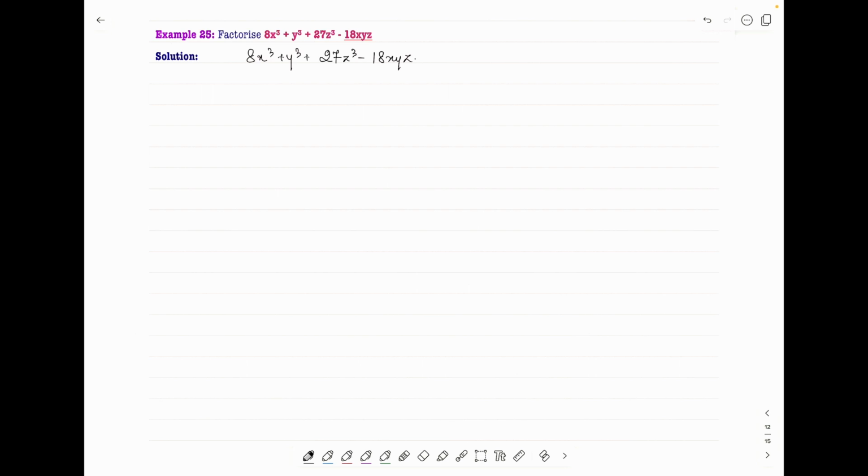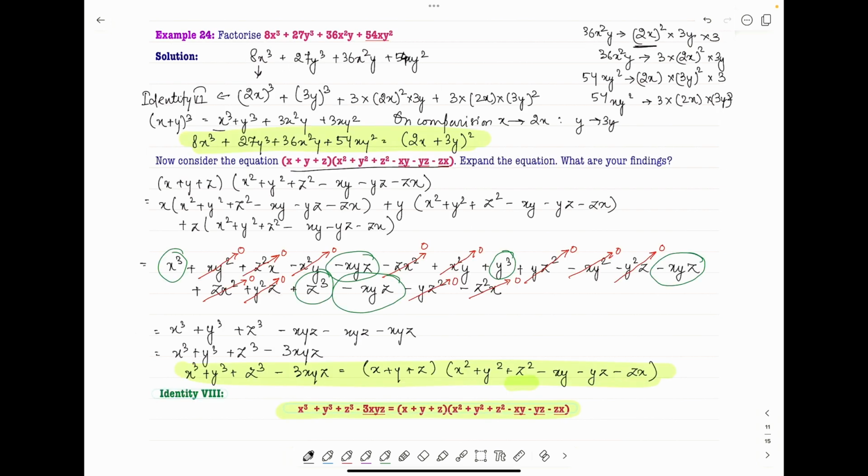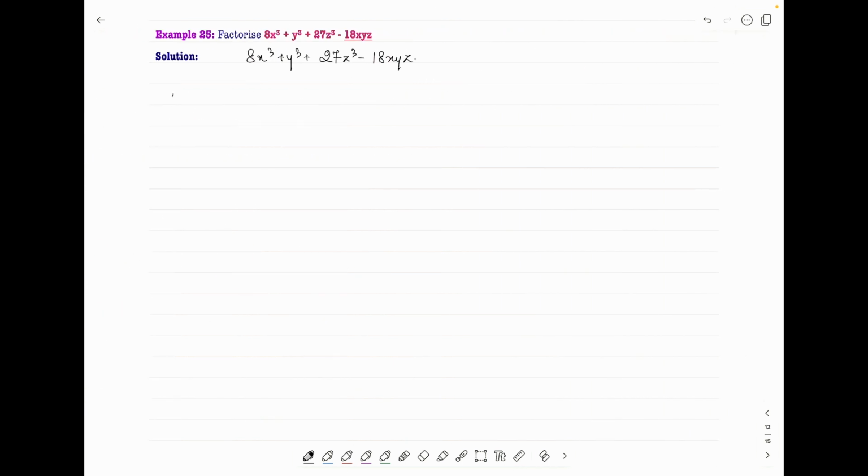Okay, here I have learnt in the previous example x cube plus y cube plus z cube minus 3xyz. So I can write 8x cube as 2x whole cube. Y cube can be written as y whole cube. 27z cube can be written as 3z whole cube. And minus 3xyz was there, so I have to write 18xyz in terms of 2x, y and 3z.